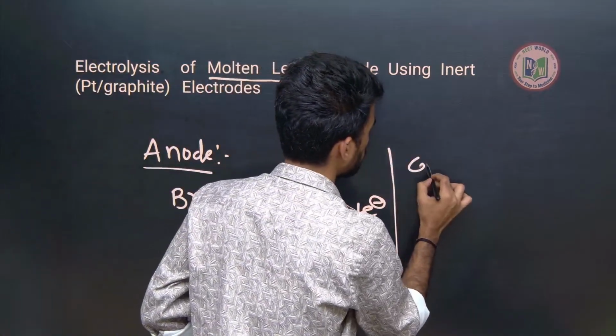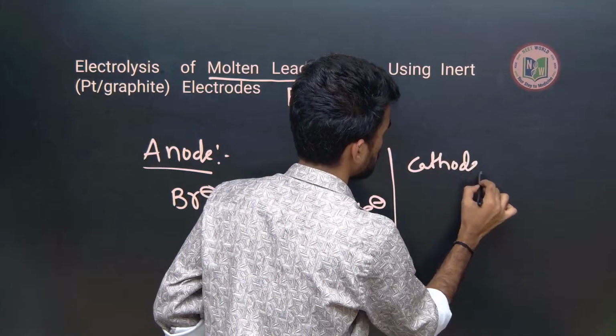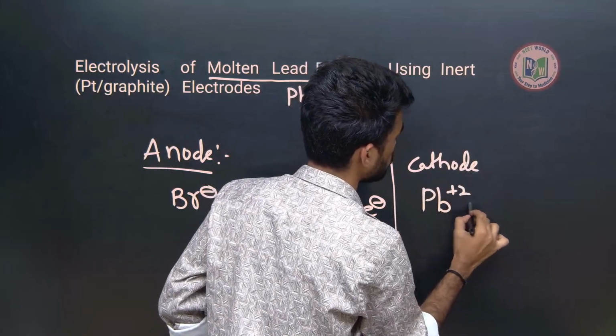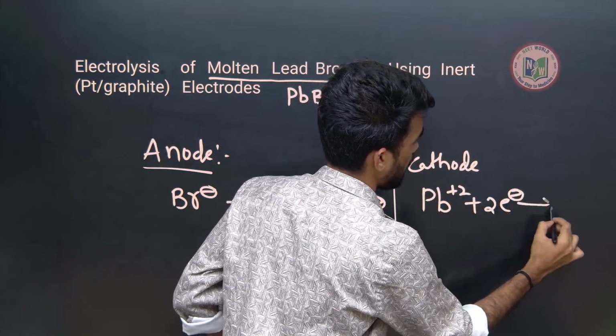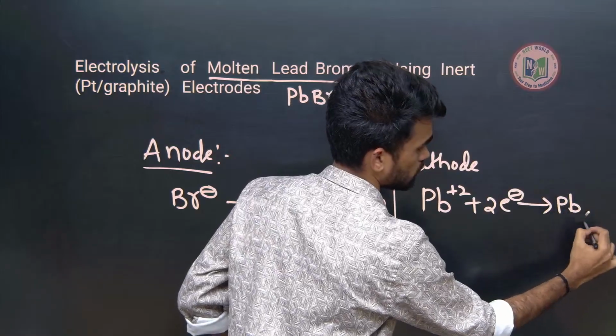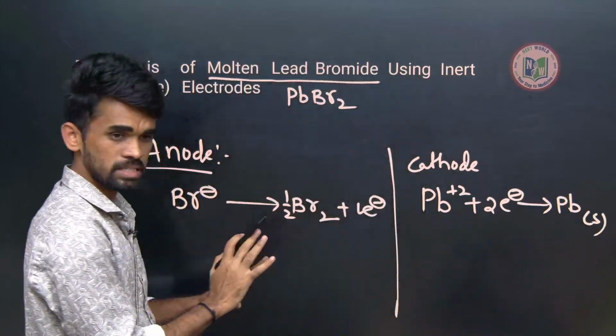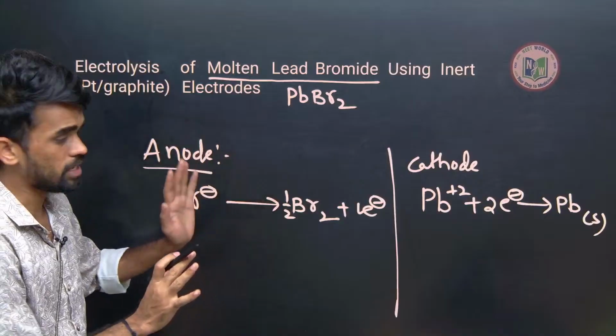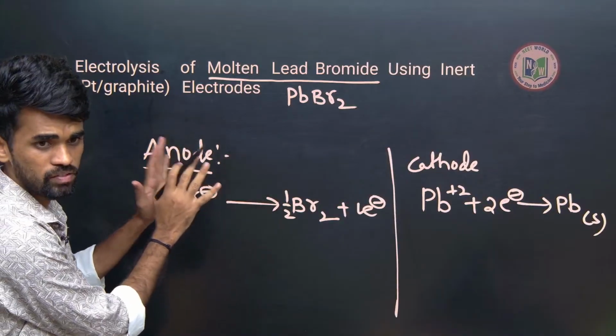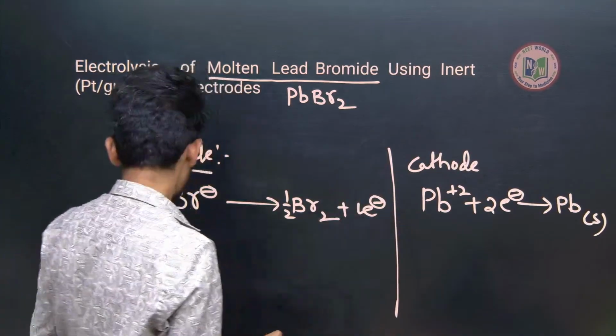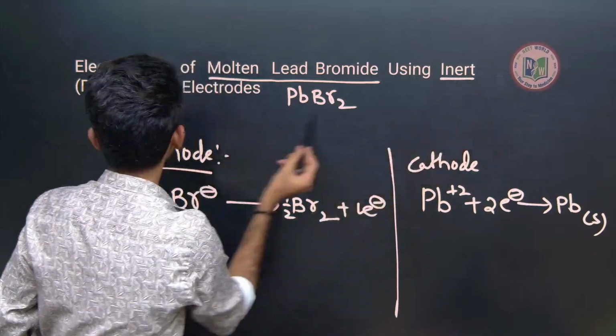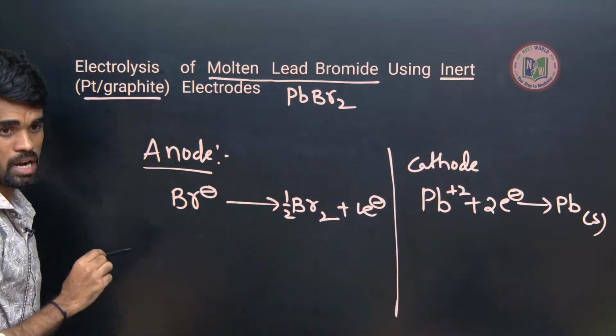At cathode what happens then? Deposition of lead: Pb2+ converts into lead atom, like this. So this is in the molten state. There is no issue in the case of molten state. So what electrode are we using here? Inert electrodes, like platinum or graphite electrodes.